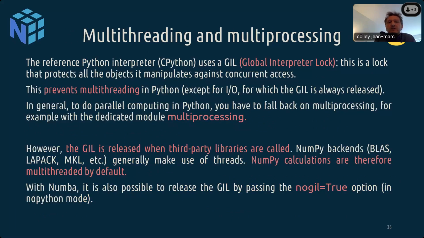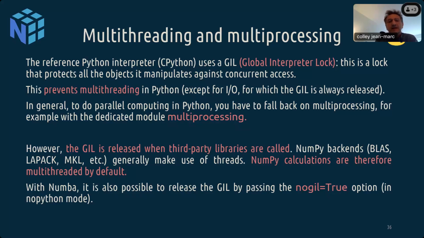And now multi-threading and multiprocessing. The reference Python interpreter uses a GIL, global interpreter lock. This is a lock to protect all the objects it manipulates against concurrent access. This prevents multi-threading in Python, except for I/O. In general, to do parallel computing in Python, you have to fall back on multiprocessing, for example, with the dedicated module multiprocessing. However, the GIL is released when third-party libraries are called.